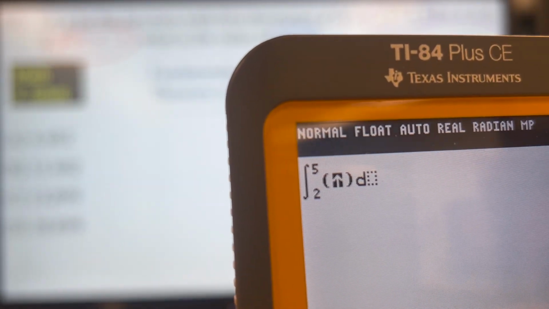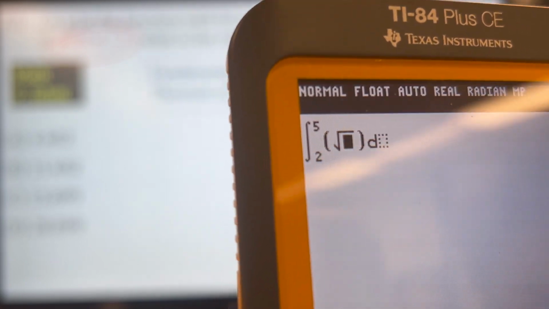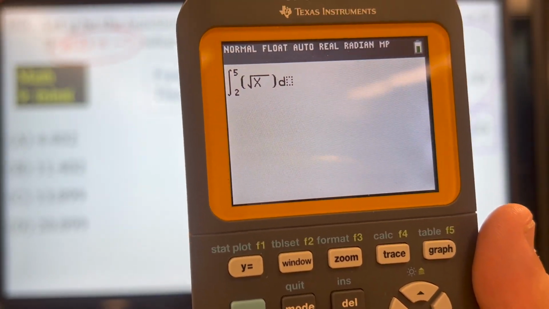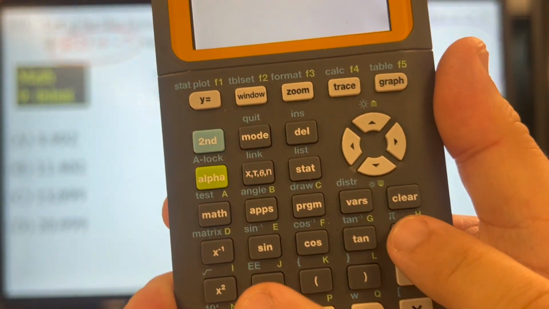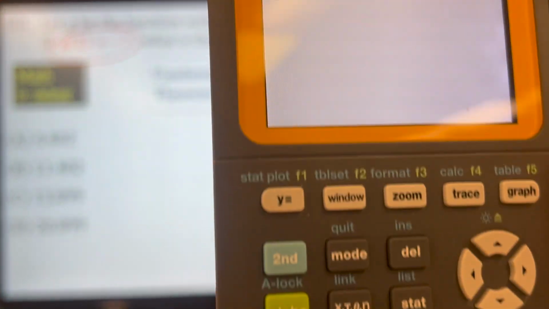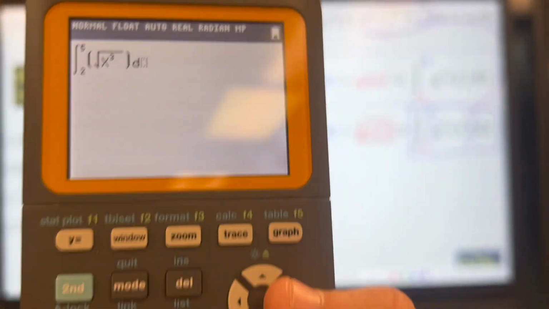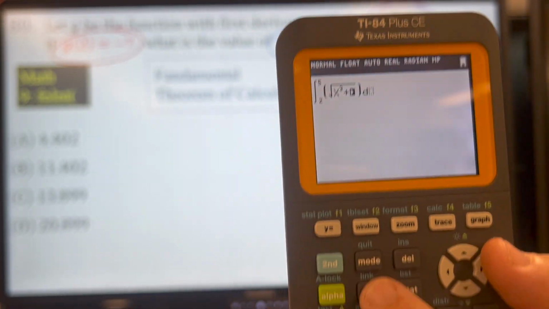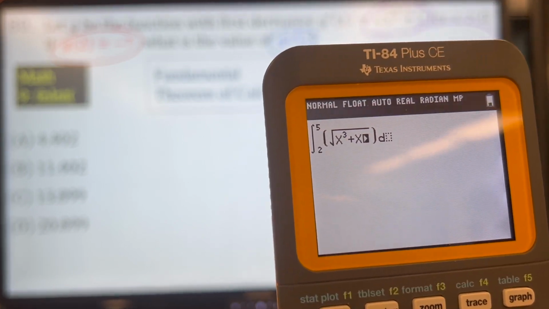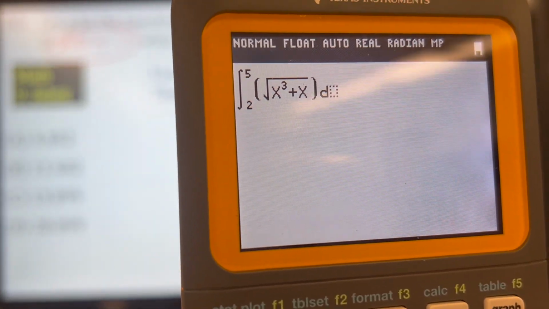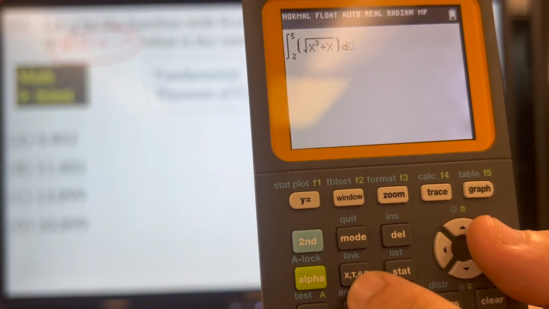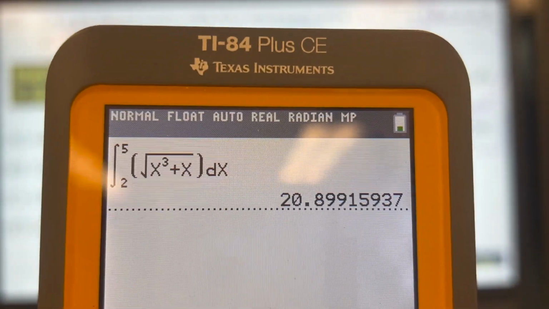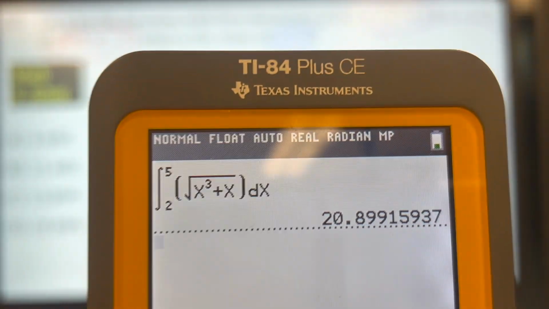Second, x squared is our square root, and the x button's right here. X, caret button for cubed, so that gives you your x cubed. You have to type in the right button, and then you got plus x, plus, and then x is right there again. All right, now here's the key. You slide over, and you have to say dx, because you're deriving in terms of x. Once you get to that, you hit enter, and it gives you the actual answer. You don't even have to do anything.